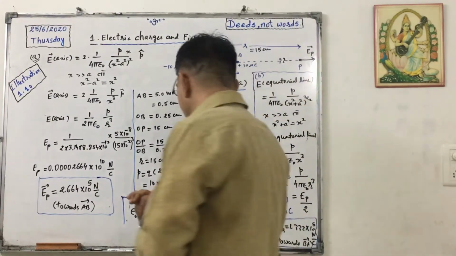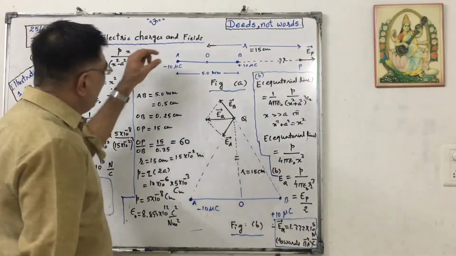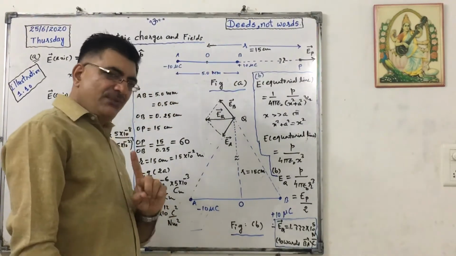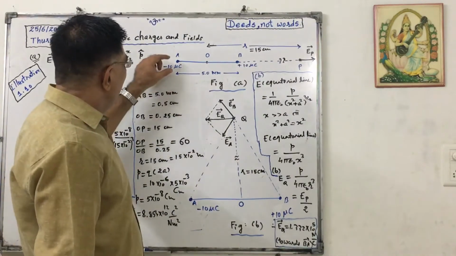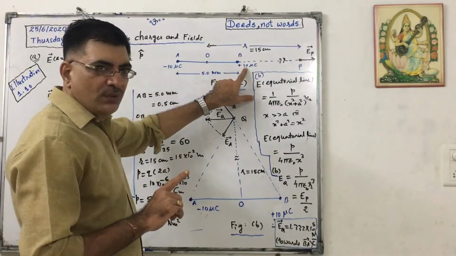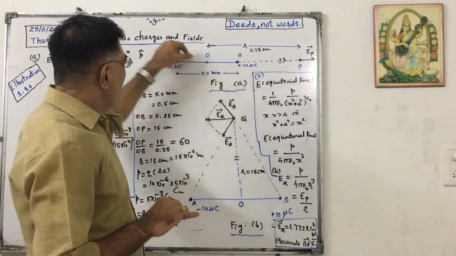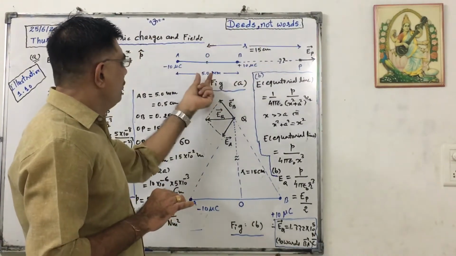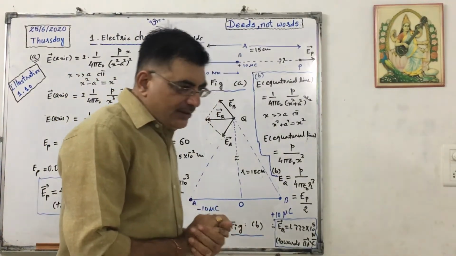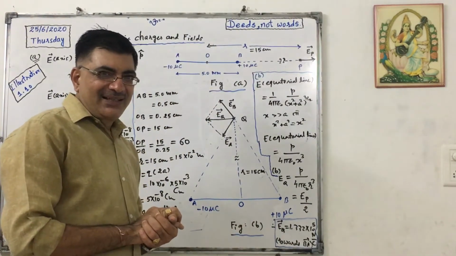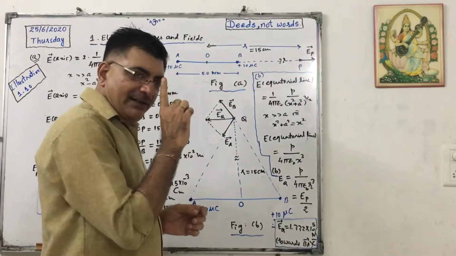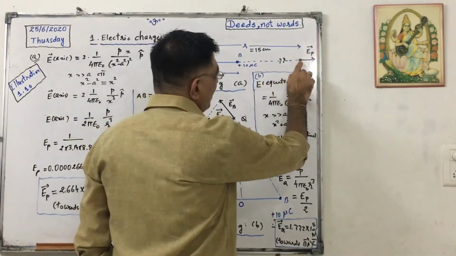The question is, there are two charges, minus 10 microcoulomb and plus 10 microcoulomb. This is figure A and this is figure B. In figure A, the given data is that the two charges, minus 10 microcoulomb and plus 10 microcoulomb, are placed at points A and B, 5.0 millimeter apart. The 0 in 5.0 is mentioned for precision. Now we have to find the electric field at point P on the axis.